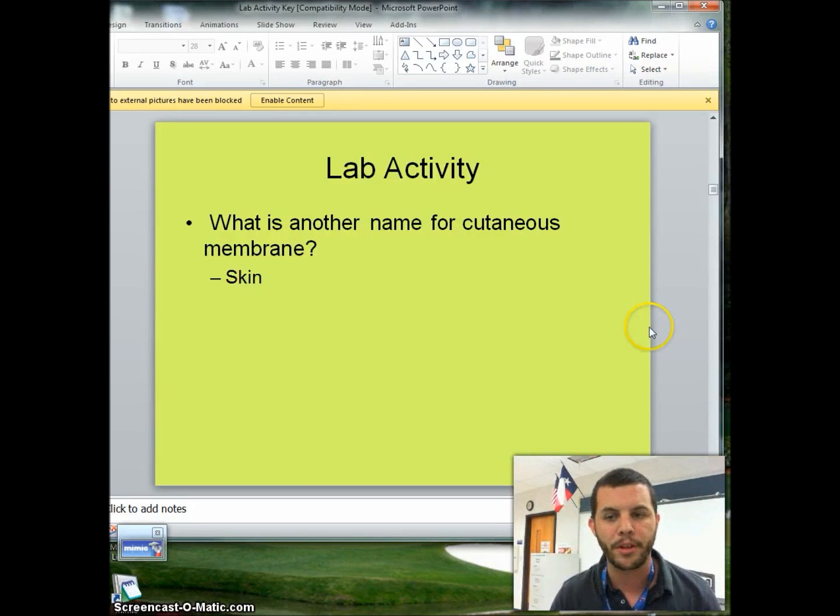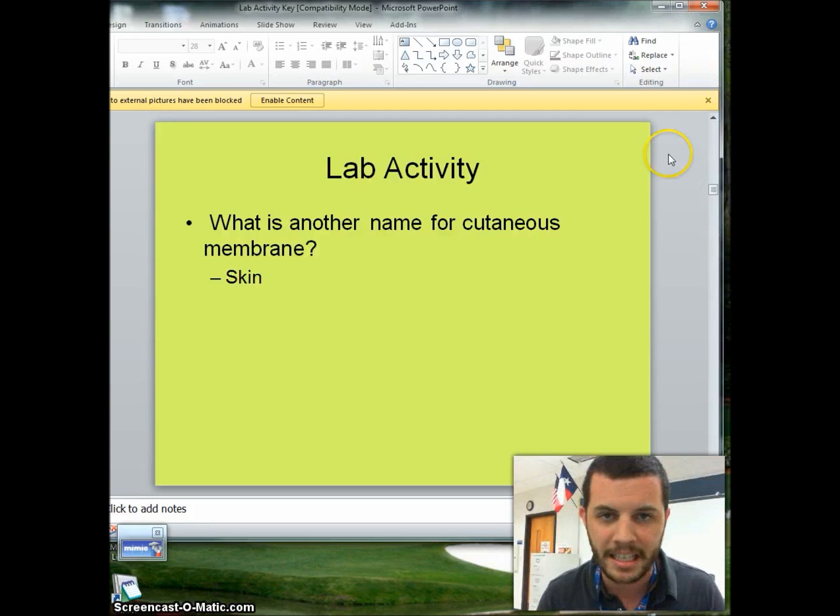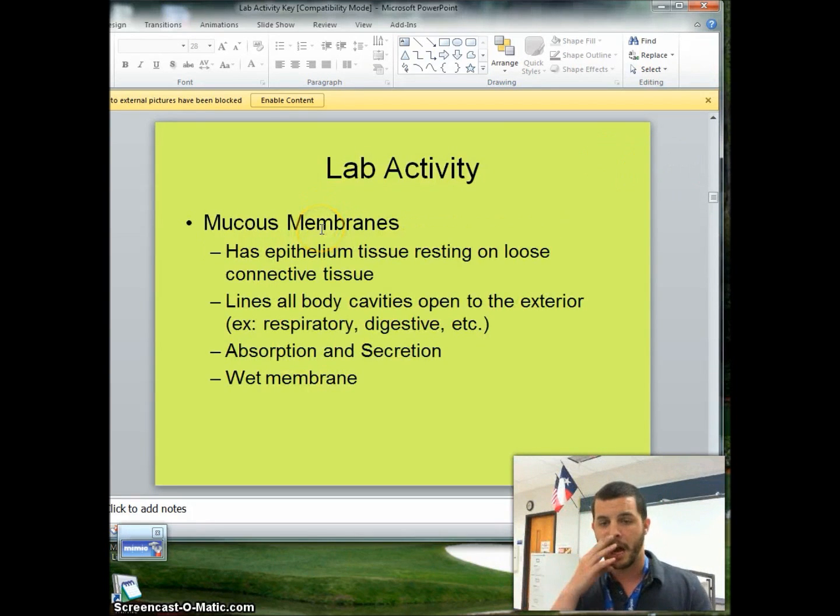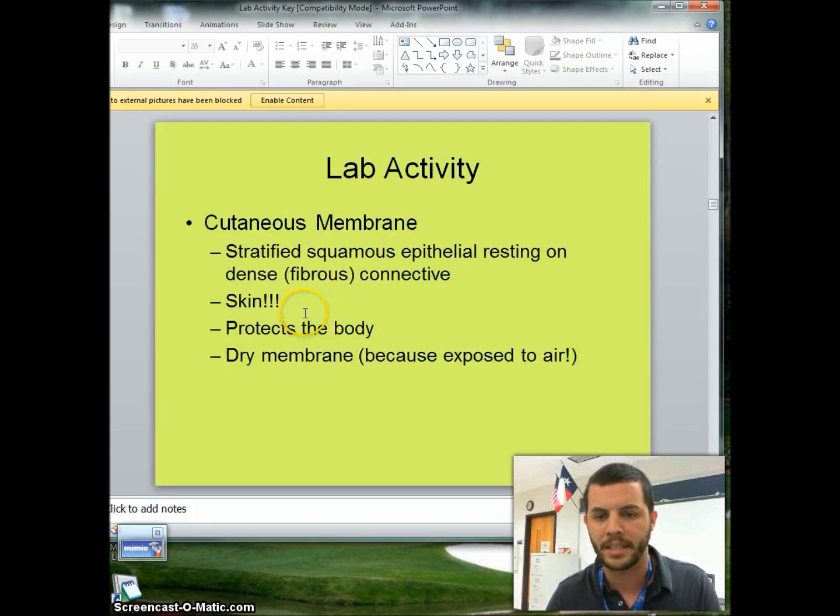Okay, what's another name for the cutaneous membranes? Skin. Okay, cutaneous membrane. My cutaneous membrane is getting a burn. That's just a fancy term for skin. What are mucous membranes? These have epithelial tissues that rest on loose connective tissues. These line all of our body cavities that are open to the exterior, and their job is to absorb and secrete. And these are wet membranes as well.